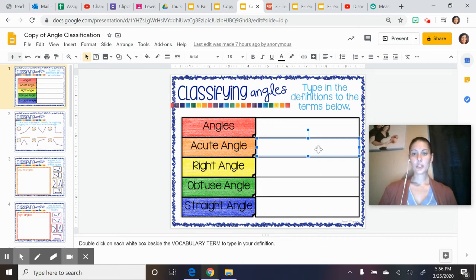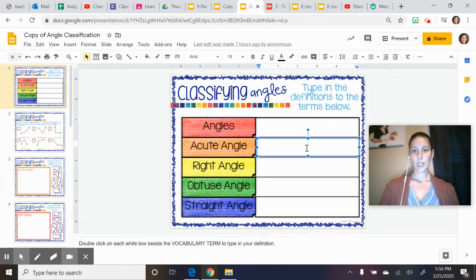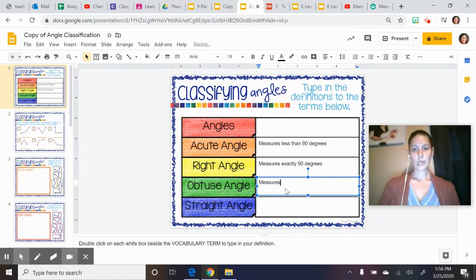All right, guys, so this is part 2 of your math lesson. It's not going to take us very long. We are going to type in the definitions here from basically what we just talked about. An acute angle measures less than 90 degrees. A right angle will measure exactly 90 degrees. An obtuse angle measures more than 90 degrees.